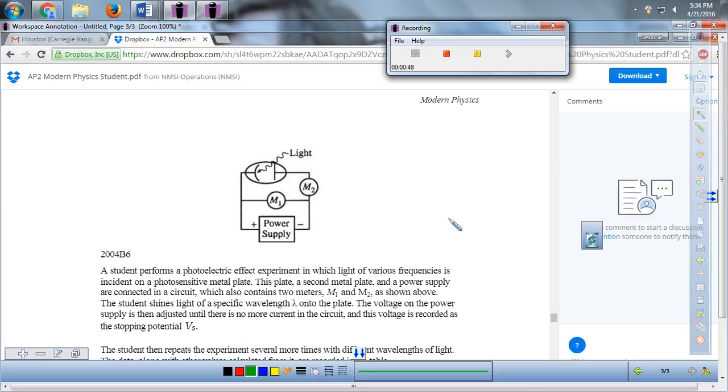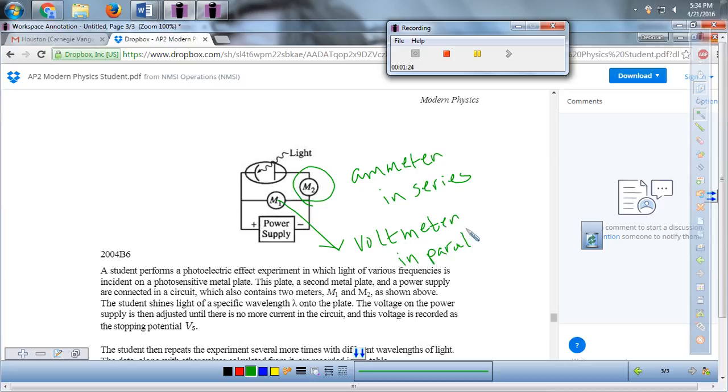Indicate which meter is used as an ammeter and which meter is used as a voltmeter by checking the appropriate spaces below. So we know that this is an ammeter because ammeters are always placed in series. This one is a voltmeter because voltmeters are always placed in parallel. Because in parallel the voltage is the same, and in series the current is the same. So this is parallel to both the power supply and this photosensitive metal plate. All right, so that takes care of that one.